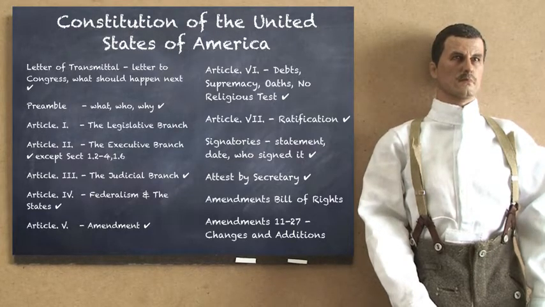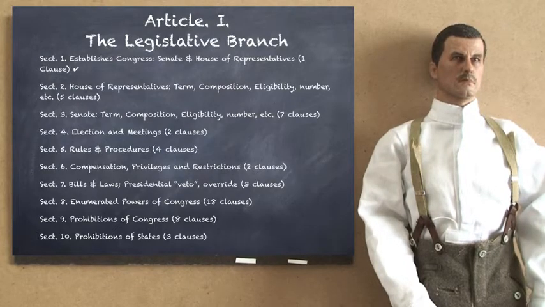And so remember, I looked at the sections of Article 1, which is about the legislative branch. And again, we've looked at Section 1. And then Section 2 is about the House of Representatives, and Section 3 is about the Senate. And we're going to skip those for now. I'm going to jump down to Section 4 and do that today. Hopefully we'll get through 5 and 6 also.